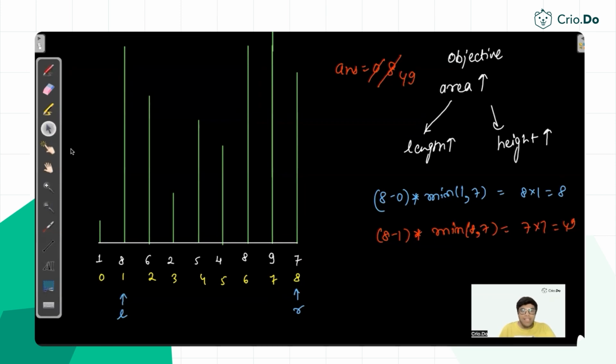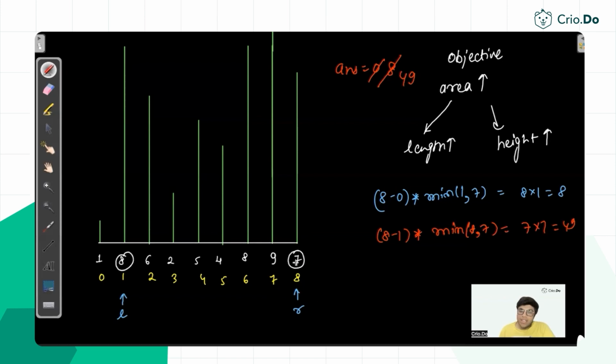Let's see. Left is having height 8. Right is having height 7. Should I discard the left height or should I discard the right height? The question is, if the left height is discarded, will I get any benefit? The answer is no. Even if I make the 8 height become 100, the minimum of 7 comma 100 is 7 only. The lower height is what determines the overall height of water.